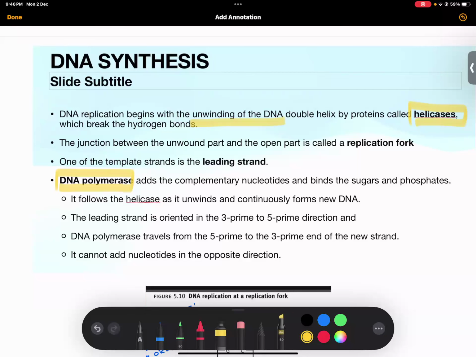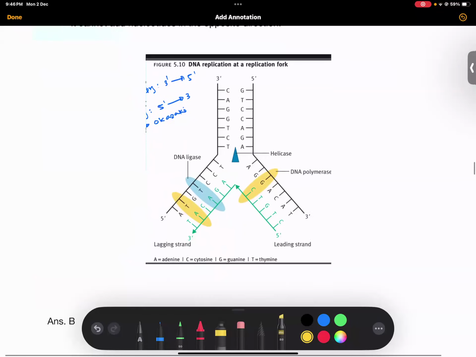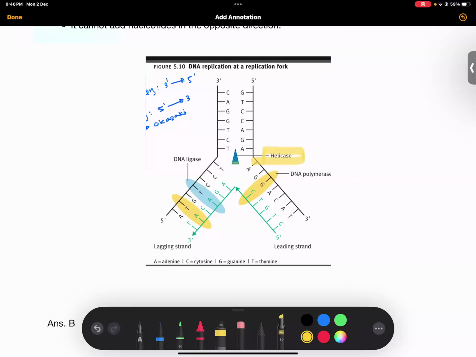So that is helicase. Now the DNA polymerase: it adds the complementary nucleotides on the strand. We have two types of strand, one is the leading strand, and one is the lagging strand. You don't need to go into much detail. If you see this diagram, this is the helicase, which opens up the DNA, and this DNA polymerase is adding the nucleotides, and it always functions in the 5 prime to 3 prime direction. This is the characteristic difference, that it always functions in this direction.